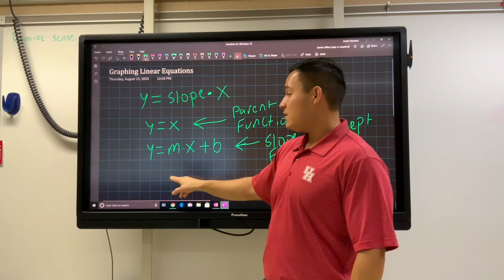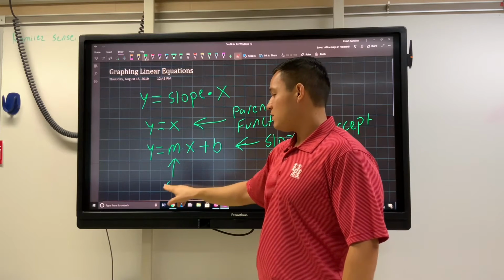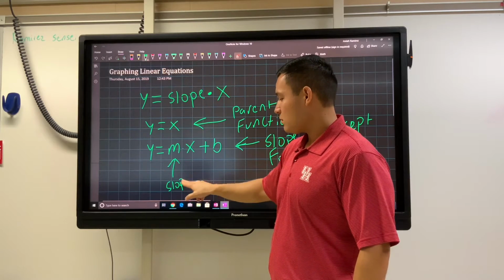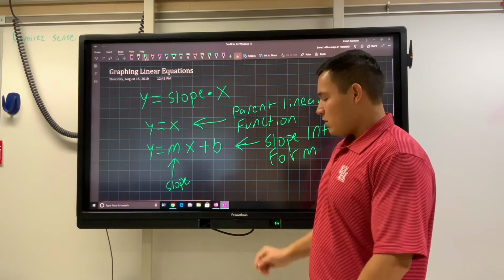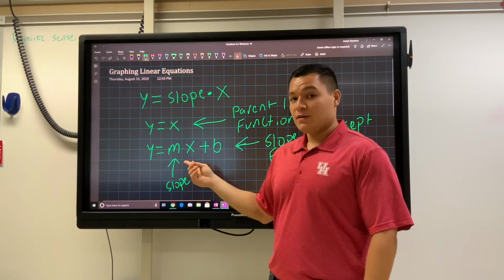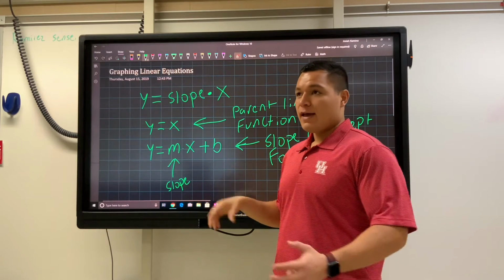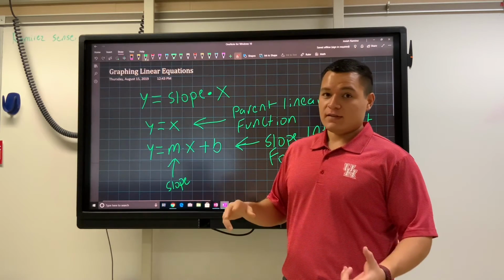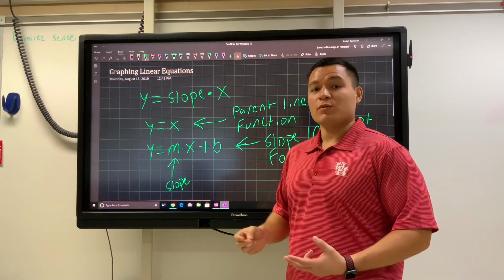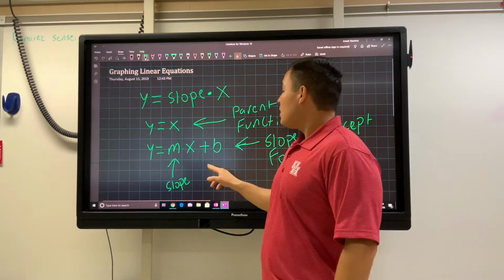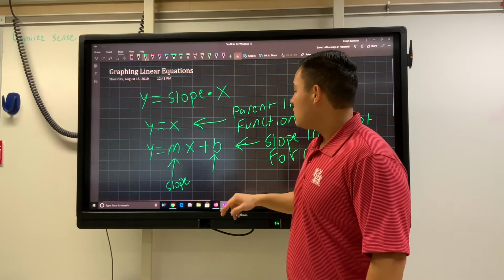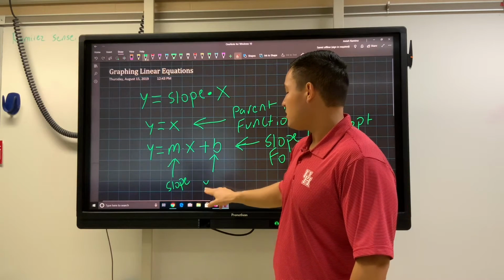And the reason that is because this right here is the slope. The letter M is what we use for slope. The reason why we use M for slope and not S for slope is because S in physics is used for speed or position, depending on your textbook. B is the y-intercept.